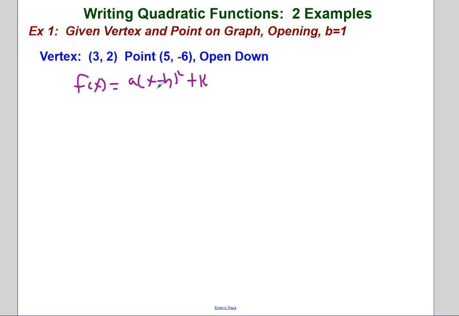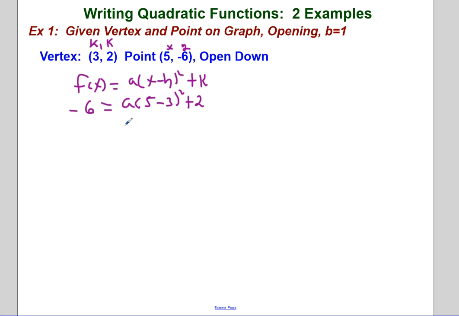What we're going to do is just plug in what we know. We know our h, and we know our k, and we know our x and y, but we don't know the a. We just plug it in. So in goes -6 for y, and we have a unknown, x is 5, h is 3, squared plus k of 2. And we just have a basic algebra problem right here.